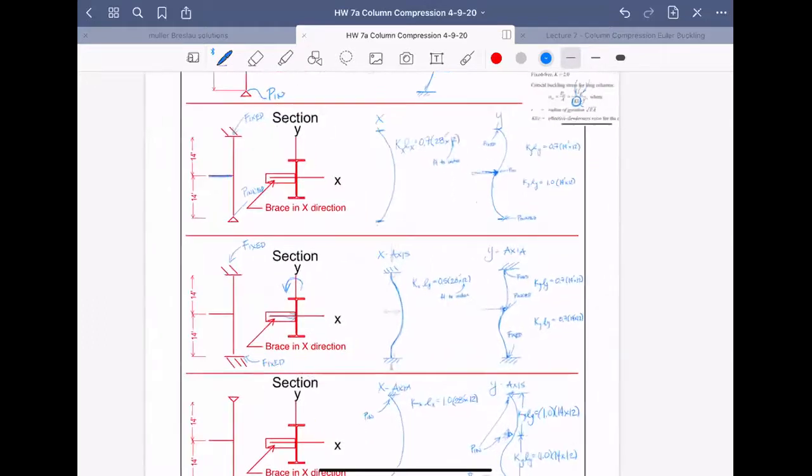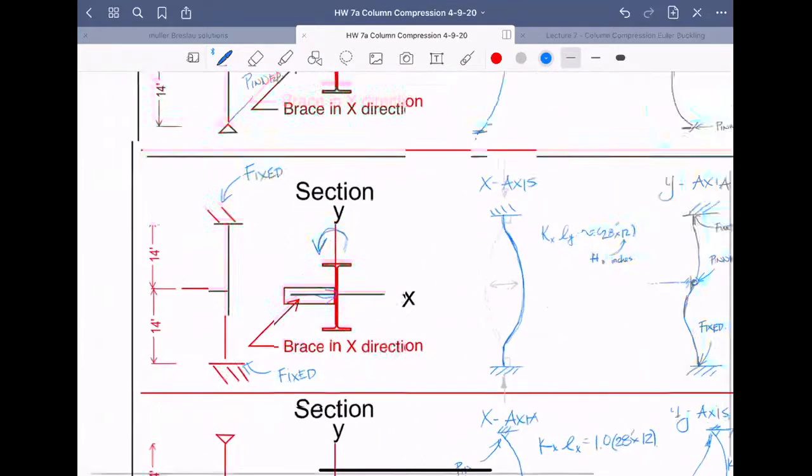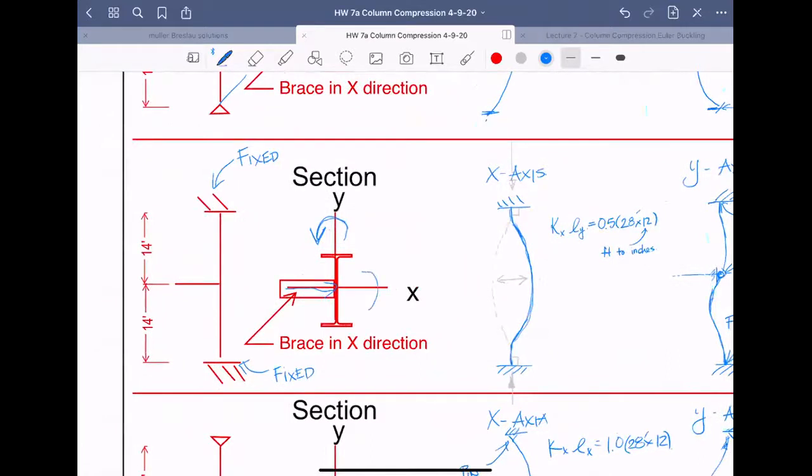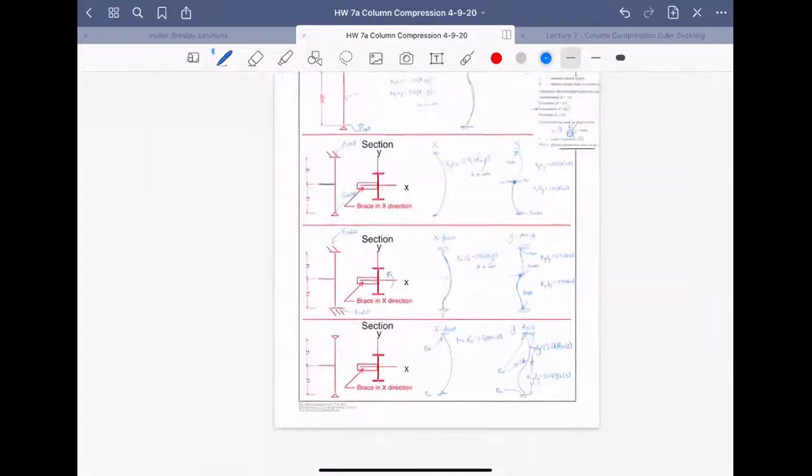And so I should clarify that. When I say x-axis, just to clarify, it's the moment or the buckling along that axis. And yes, it is confusing, and that's why I'm taking the time to explain this. Any other question?